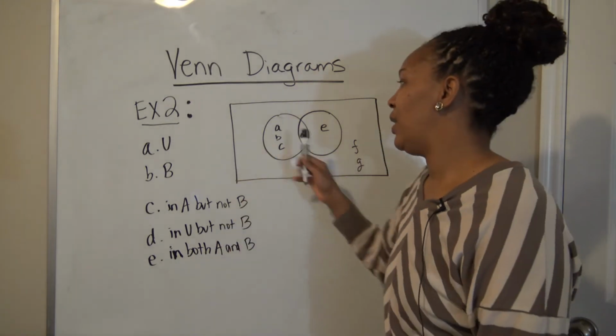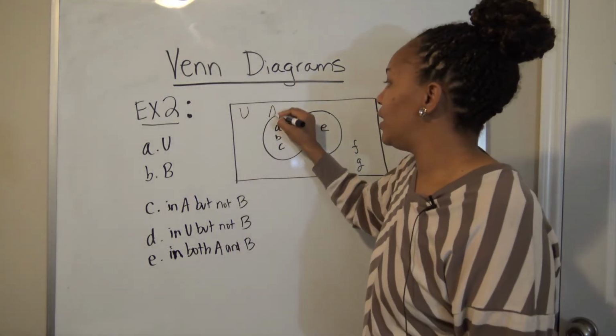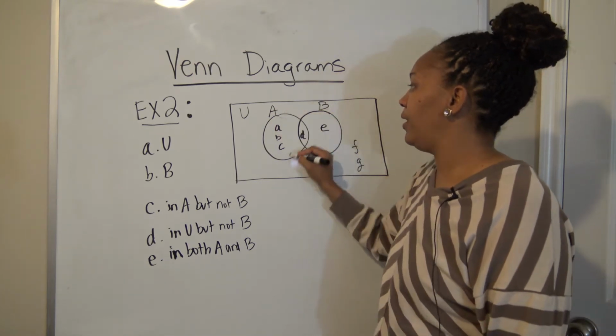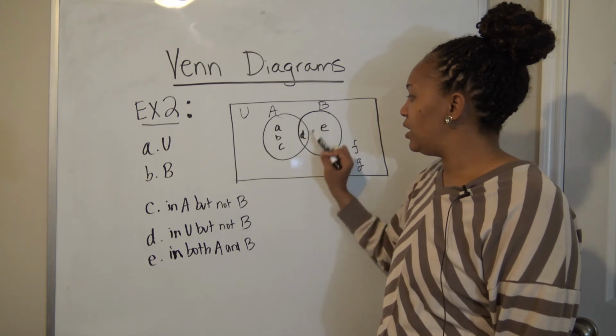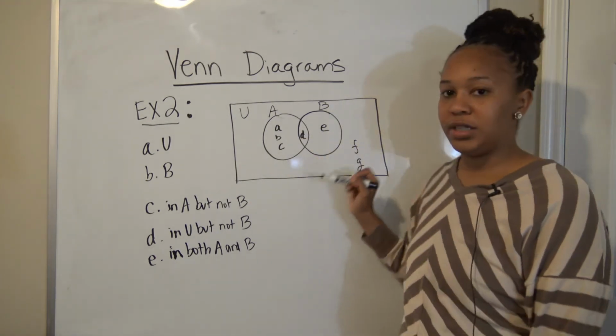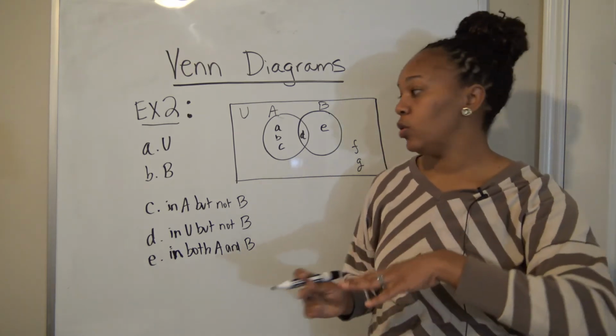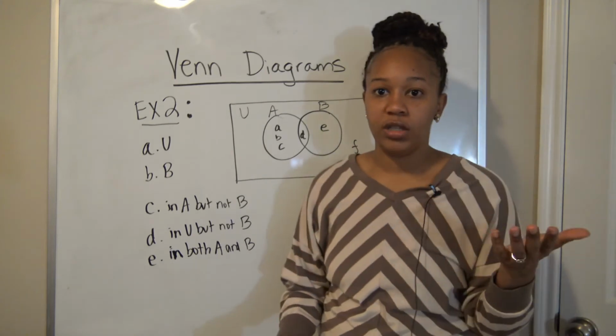For this example, example 2, we have a Venn diagram. It has 2 sets. I forgot to label these. This is A, this is B. So A has A, B, C, and D in it, and B has D and E, and then out here, in neither one of those sets, is F and G. And we have to go through and list 5 different things in roster method, okay?